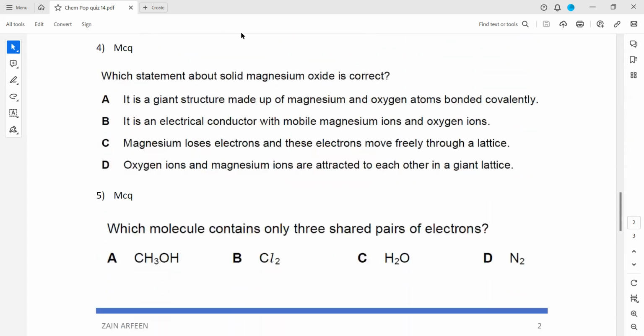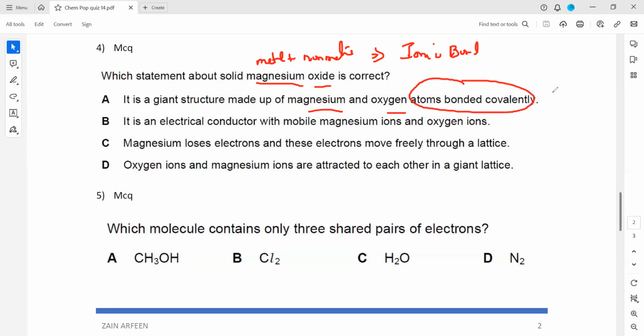In question 4, which statement about solid magnesium oxide is correct? So in magnesium oxide, magnesium is a metal and oxygen is a non-metal. And when a metal combines with a non-metal, what kind of bond will they have? They will have an ionic bond, and in the structure there will be a regular arrangement or lattice of oppositely charged ions. When we check the first statement, it is a giant structure made up of magnesium and oxygen atoms which are covalently bonded. This is wrong, because between metal and non-metal there must be an ionic bond, not a covalent bond.